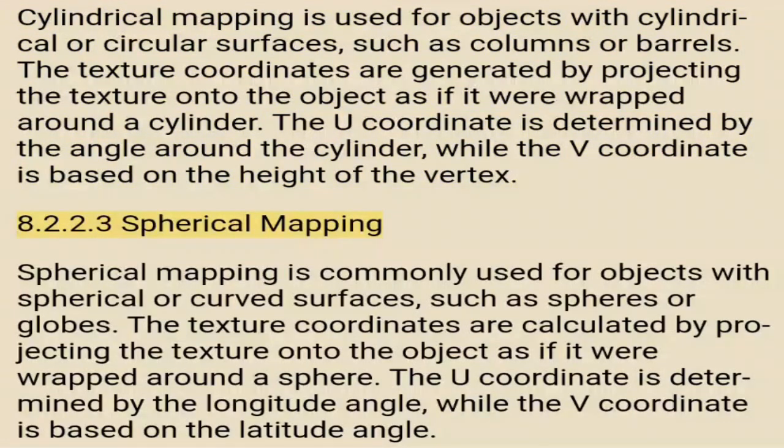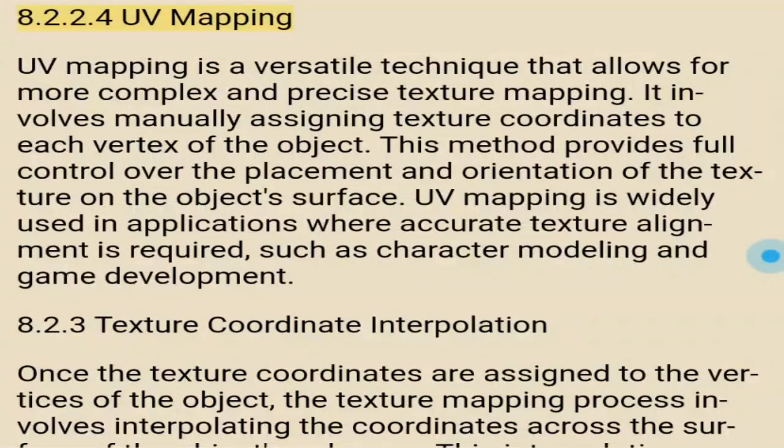8.2.2.3 Spherical Mapping. Spherical mapping is commonly used for objects with spherical or curved surfaces, such as spheres or globes. The texture coordinates are calculated by projecting the texture onto the object as if it were wrapped around a sphere. The U coordinate is determined by the longitude angle, while the V coordinate is based on the latitude angle.